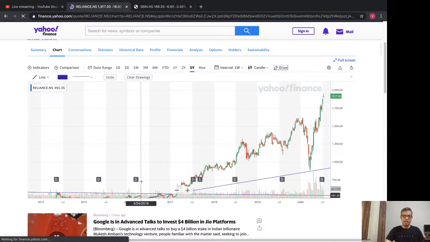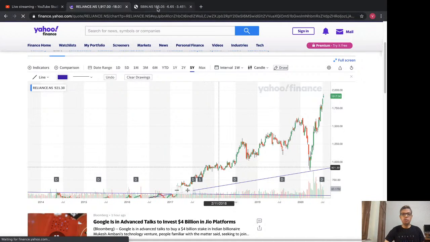Now, what it tells me is that if somebody can tell me that Reliance stock is now in a performance zone from 2017 and it is still going on very strongly at this point of time, then wouldn't it be a good idea that we invest in Reliance when we are supposed to invest in this? So this is one example.